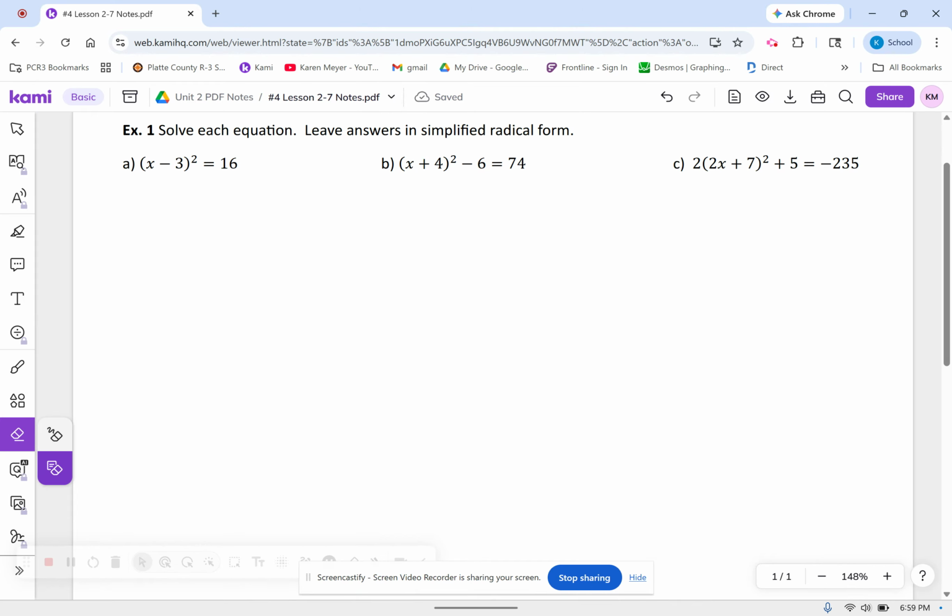So we want to think what will help us eliminate a power of 2, or what will help us undo a power of 2. And you need to know that to get rid of a power of 2, you will use a square root. So I would take a square root of both sides.